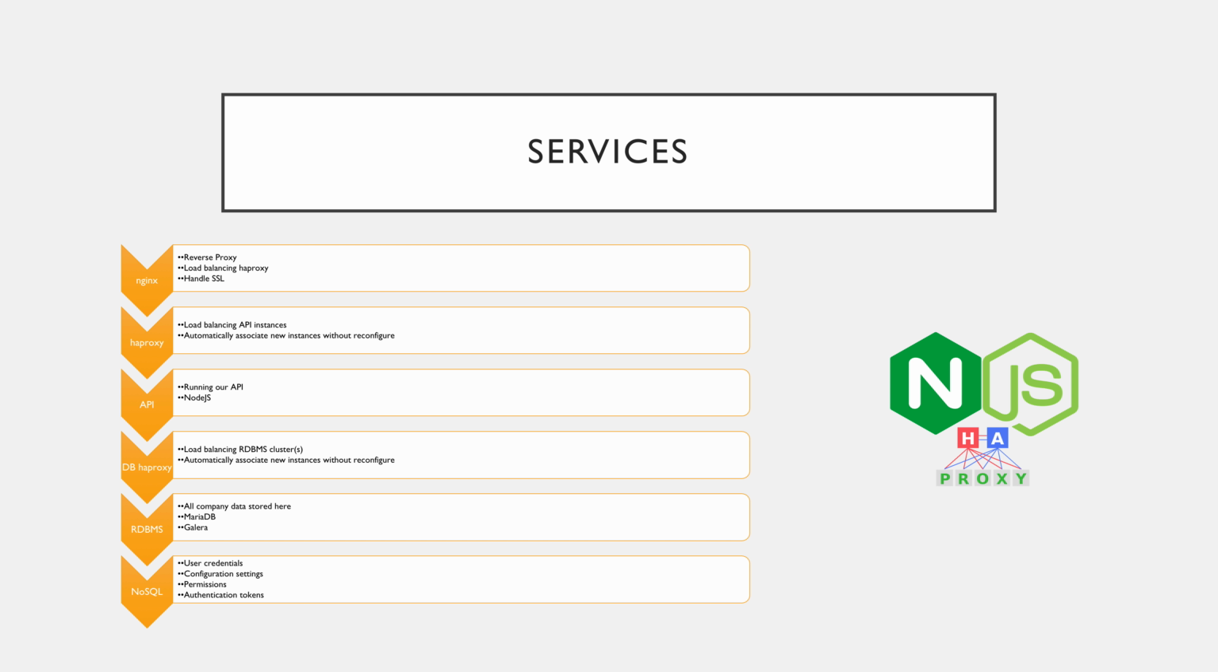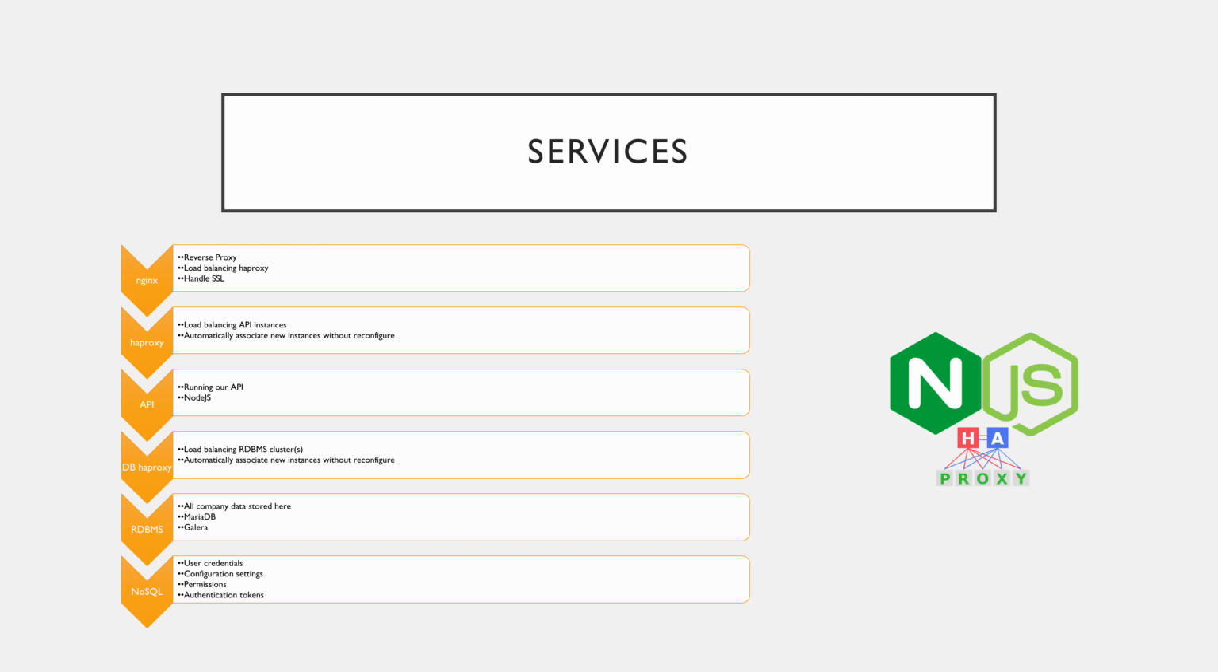HA proxy is the next step down, and that's providing the load balancing to all of the different API or web service nodes. I'm treating the API layer as all of our code that's running. You could refer to them as the web services as well, but that is our code running in Node.js.